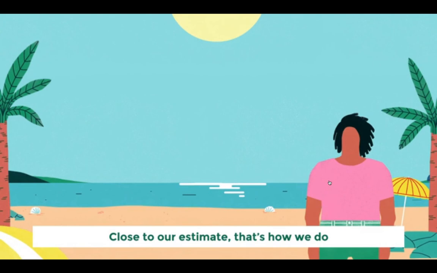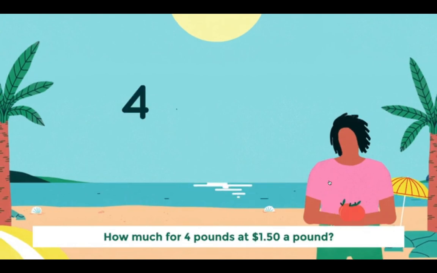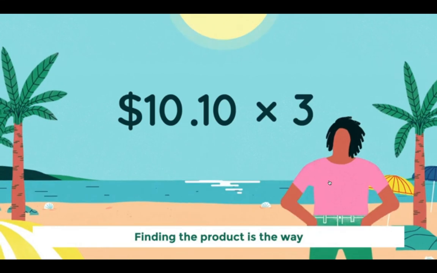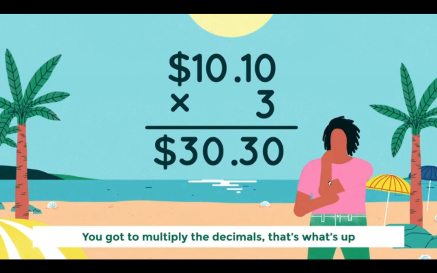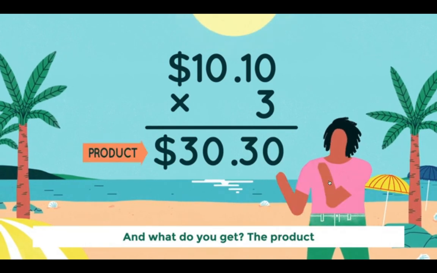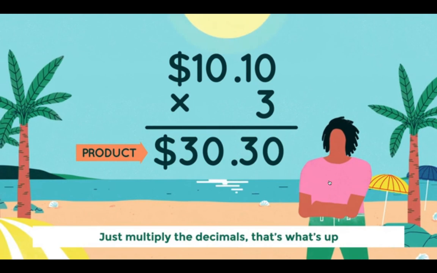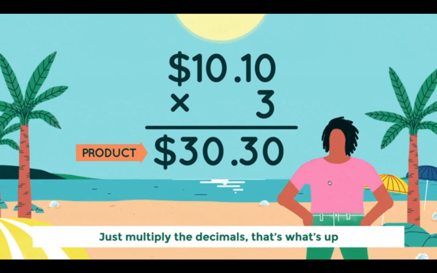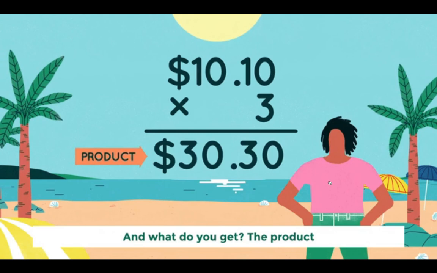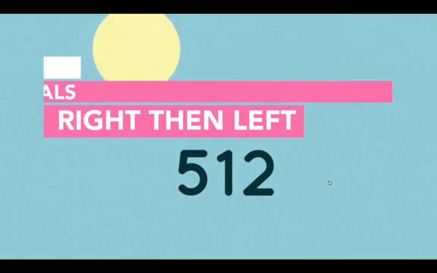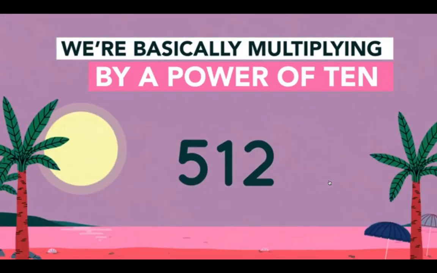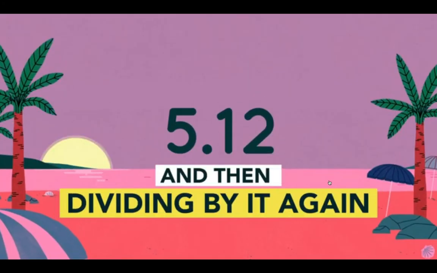How much for 4 pounds at 150 a pound? Multiply with decimals, yeah, that's how. How much is 10 an hour at 3 hours a day? Finding the product is the way. You gotta multiply the decimals, that's what's up. What do you get? The product. And this works because when we move the decimals right then left, we're basically multiplying by a power of 10 and then dividing by it again.